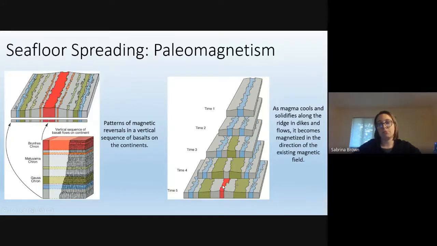And so as the magma cools and solidifies along the ridge, it becomes magnetized in the direction of the existing magnetic field. We can go back through time by looking at these rocks. We can take rock cores from the bottom of the ocean to understand the direction of the magnetic field when those rocks cooled. And what we can understand from that is that the rocks that are closest to the ridge are youngest, the rocks that are farther away are the oldest, and they are symmetric on either side of the ocean basin.